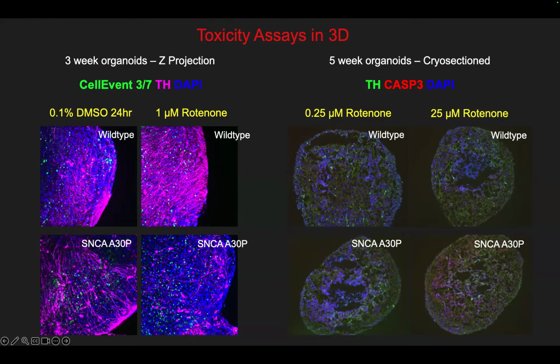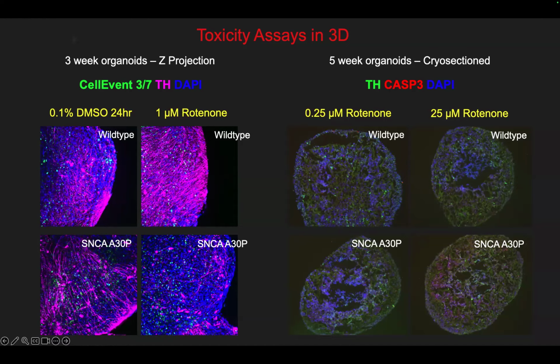On the left, we're looking at Z-stacked images of a 3-week organoid stained with a dye called CellEvent 37. What that does is identify apoptotic cell populations. We also looked at TH, or tyrosine hydroxylase, and you can see by about 3 weeks or so, I would say pretty extensive damage to those TH positive neurites with increasing doses of rotenone. On the right here, we're looking at cryosections of 5-week organoids also exposed to rotenone. These are stained this time with an antibody called caspase-3, another useful marker of apoptosis, as well as tyrosine hydroxylase.